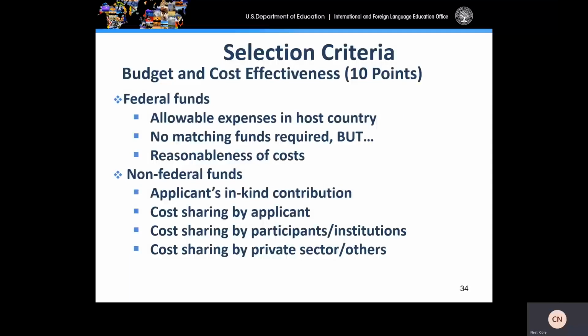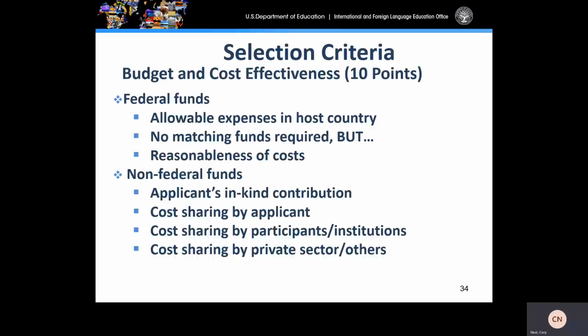All right, budget and cost effectiveness. This is our third selection criteria. This is worth 10 points. Here you should demonstrate and justify that all allowable expenses presented are adequate and reasonable in today's market and necessary to accomplish the project's goals. Applicants should discuss their project's cost effectiveness and show the relationship between the project's cost and the project's objectives.